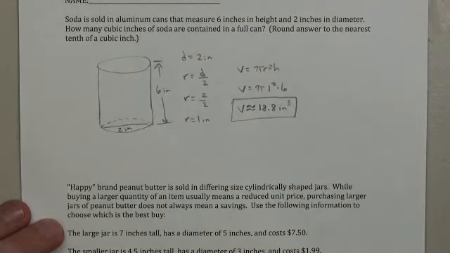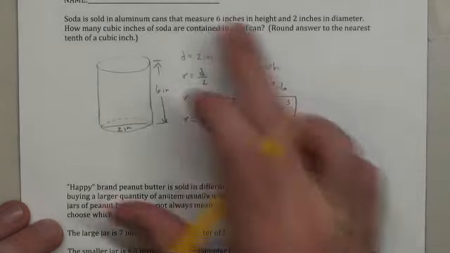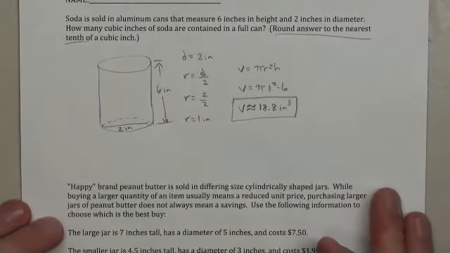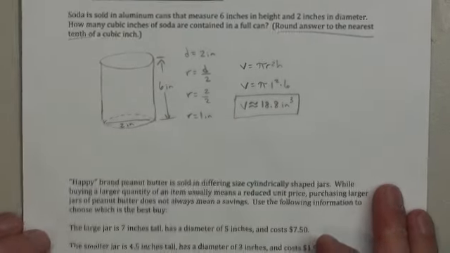Okay? Remember, if you need to leave the answer in terms of pi, it will say that in the problem. So this one said round to the nearest tenth. Okay, one more.